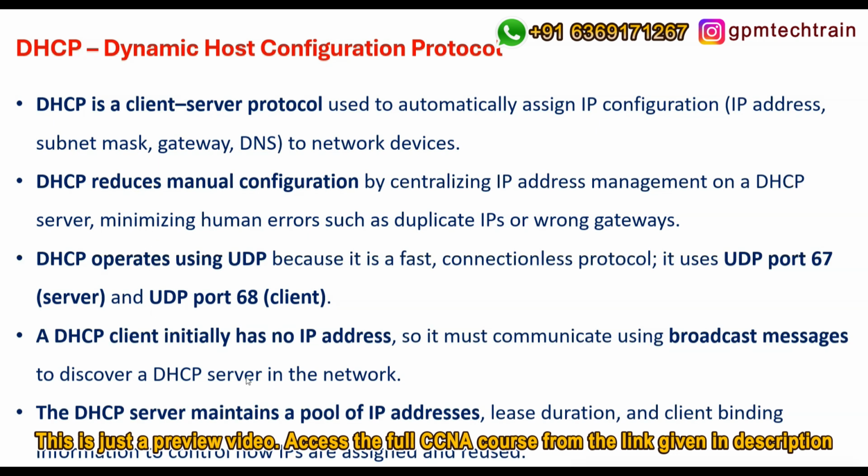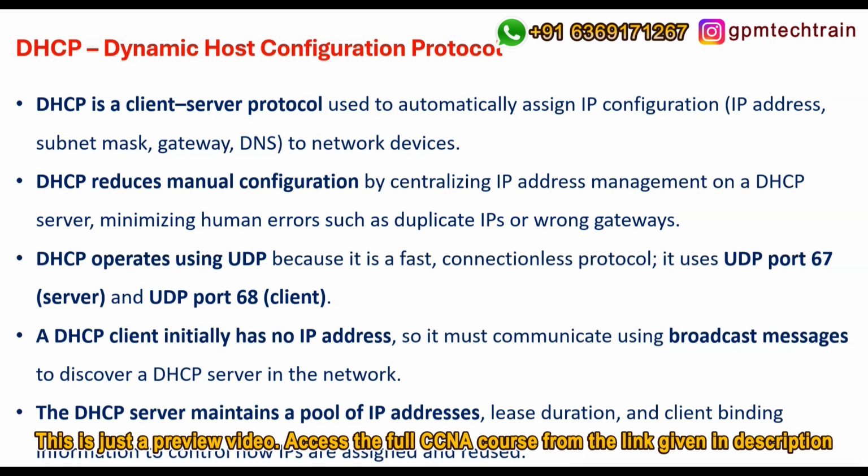The DHCP client initially has no IP address, so it must communicate using broadcast messages to discover the DHCP server in the network. Almost all of the communication in the entire DHCP process will be happening with broadcast. The DHCP server maintains the pool of IP addresses, including other information, like from what IP to what IP it needs to allocate or assign to the client, what gateway it should give to the client, what DNS server it should assign, and what the lease time is.